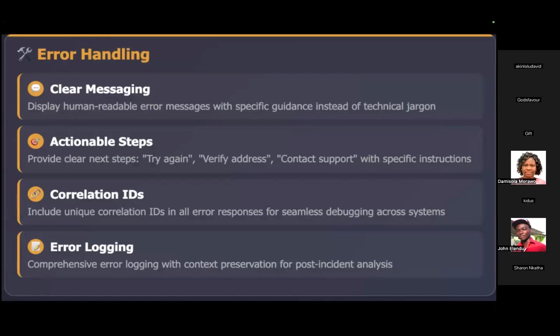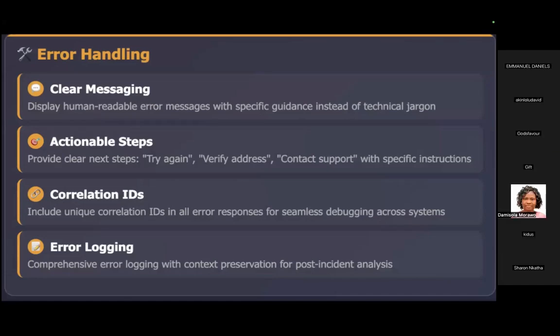Then error handling, clear messaging, actionable steps. Oh, after this, please do this. Or please, something is wrong, please contact support. Just clear, specific instructions just make things better. Then error logging, for you to be able to debug too.